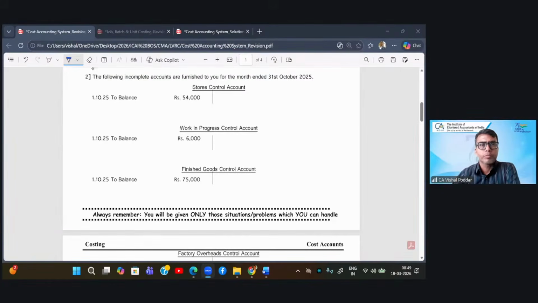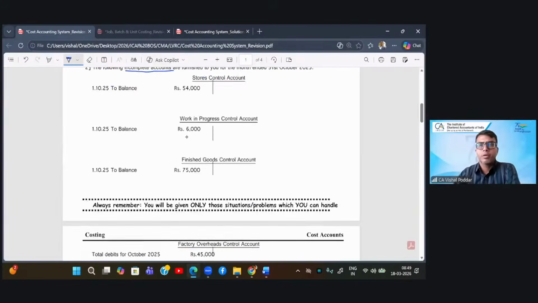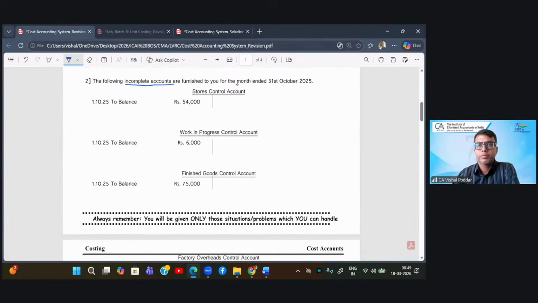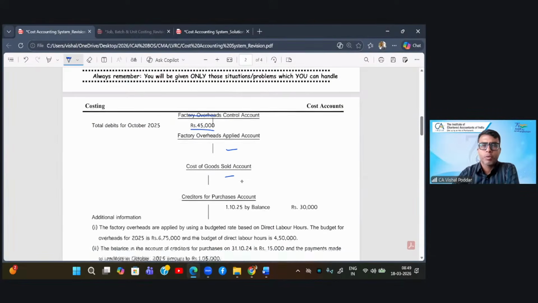Fine. Now, see students, what is given? So in the books, following incomplete entries are found as on or for the month 31st of October. So you are given opening balances in the material account, in the WIP account, in the finished goods account, in the factory overheads account. Now there is no balance in factory overhead supplied COGS, that is okay.